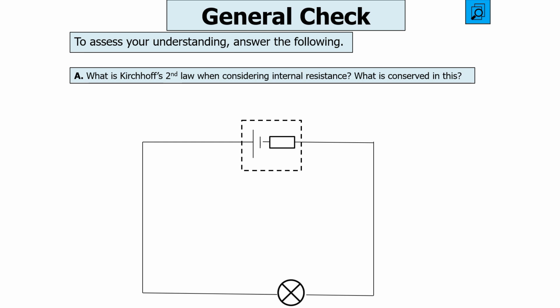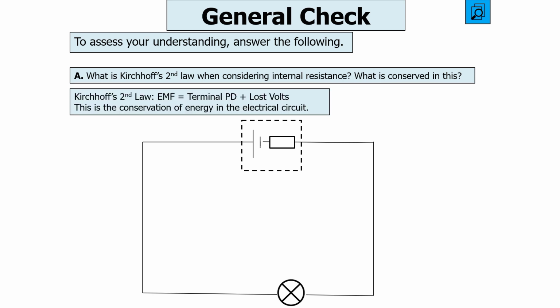The next question says, what is Kirchhoff's second law when considering internal resistance, and what is conserved in this? So pause the video now, then unpause the video when you want to go through your answer. Well, from Kirchhoff's second law, we can say that the EMF into the circuit is equal to the terminal PD out of the circuit plus the lost volts out of the circuit.